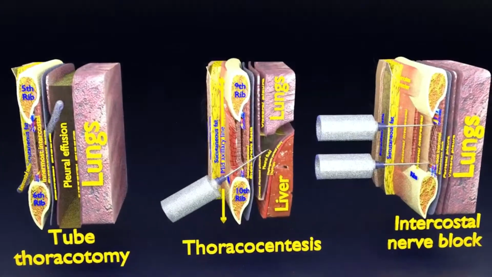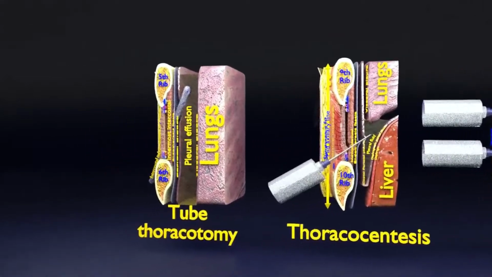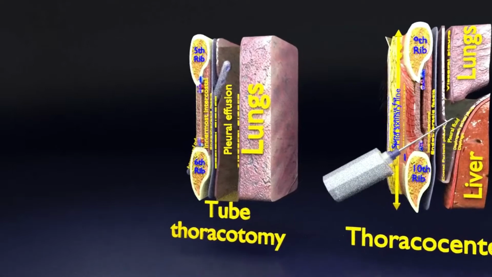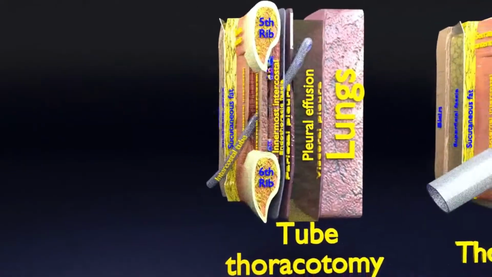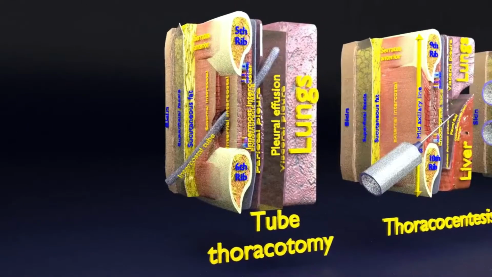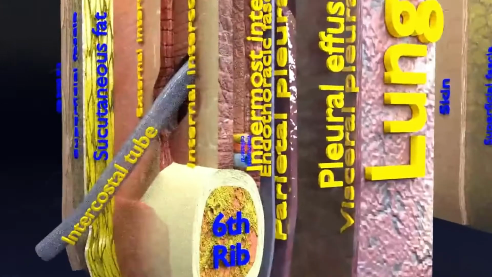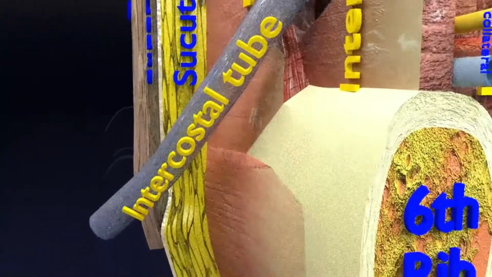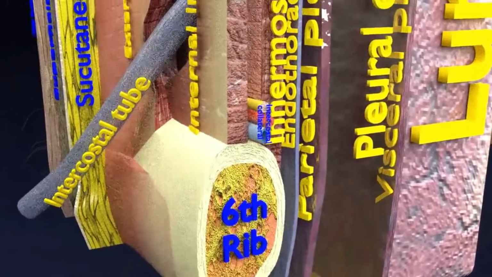Hello viewers, in this video I am going to demonstrate the common invasive, medical, therapeutic and diagnostic procedures performed through the thoracic wall. As visible, the first procedure in this video is tube thoracotomy. The common indications for this procedure are hemothorax, hydrothorax, chylothorax, pneumothorax and hemopneumothorax.